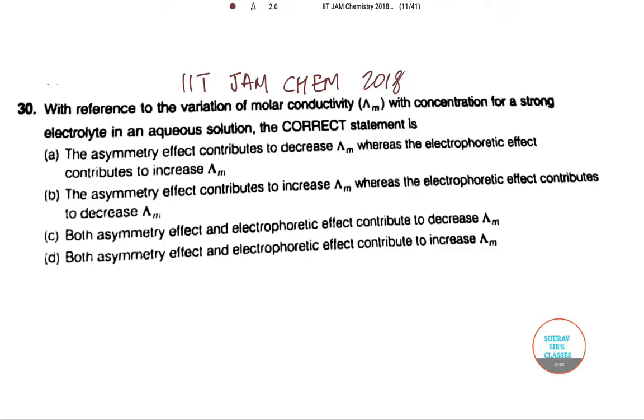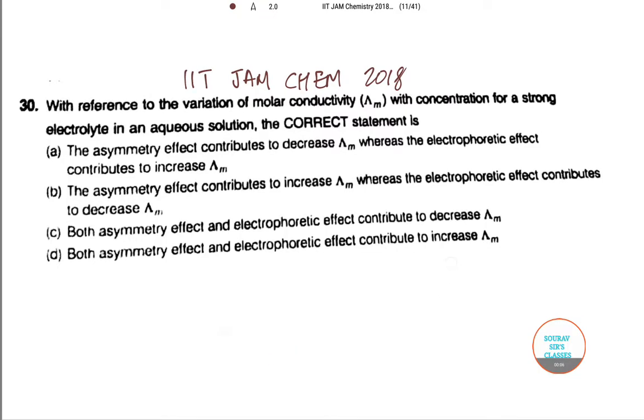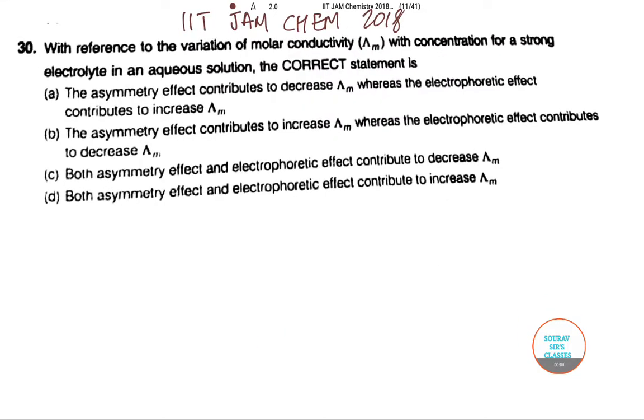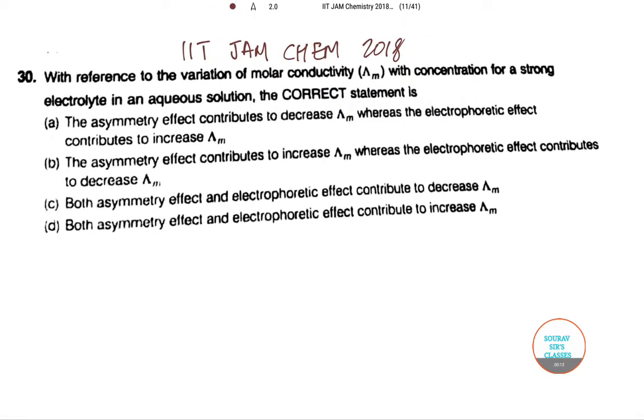Today we will be solving some IIT JAM Chemistry questions from this year, that is 2018. We have question number 30 in hand. With reference to the variation of molar conductivity with concentration for a strong electrolyte in an aqueous solution, the correct statement is, and we have four options given to us.